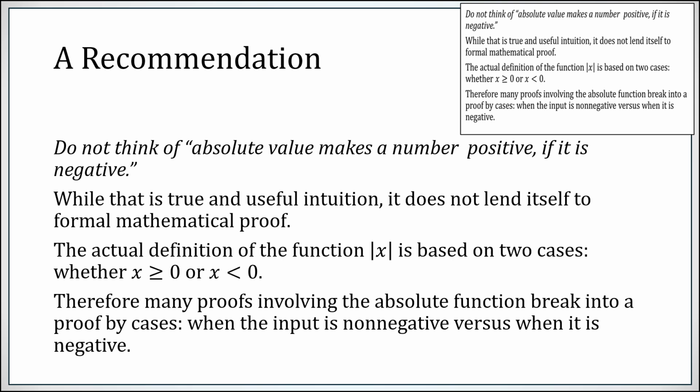That is true, it's useful, but it's not a useful way to start constructing a proof. The formal definition of an absolute value of a real number is a piecewise function. There are two cases. If x is bigger than or equal to 0, then you may replace the absolute value of x with x. If x is less than 0, then you may replace the absolute value of x with -1 times x. So many proofs about absolute values boil down to two cases. Is the thing you're taking an absolute value of non-negative, or is the thing you're taking an absolute value of negative?